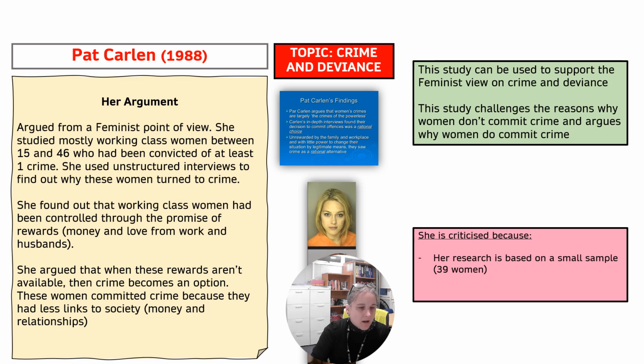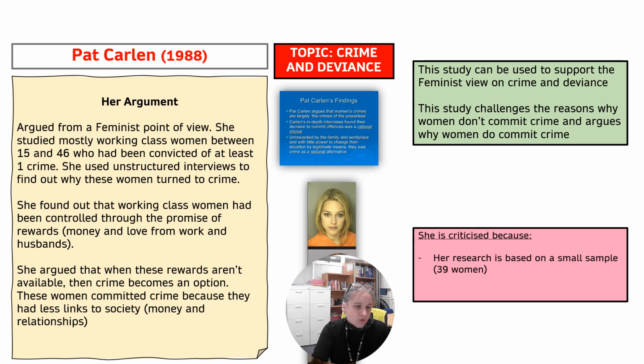And then Pat Carlen. So Pat Carlen talks about how women are controlled, still from a feminist point of view, but she talks about being controlled through being promised rewards. So what happens is that women are controlled through money, through love, through happy marriages, all of those sorts of things. And then what happens is, if they're not linked to society because they don't have those rewards, so they're people that aren't fitting into that mold of being happily married or being happily in a job or just happily being, if you like, a controlled woman, then those people are not bonded well to society and they will be likely to commit crime.